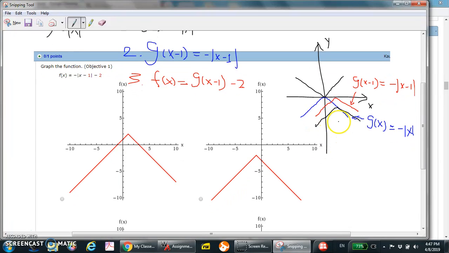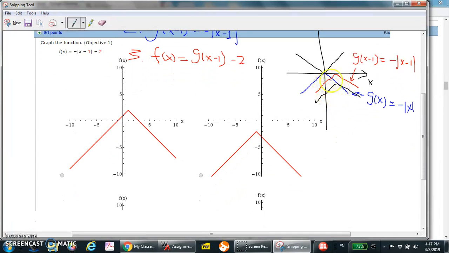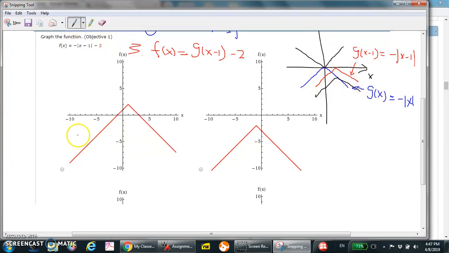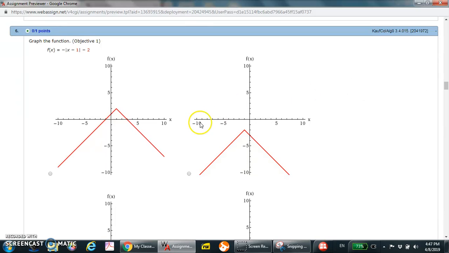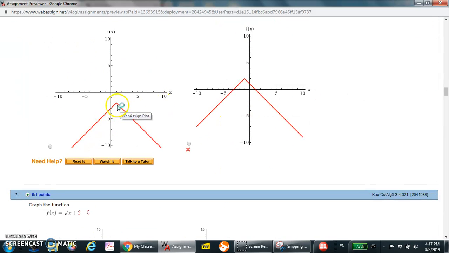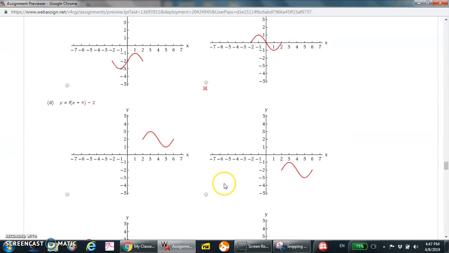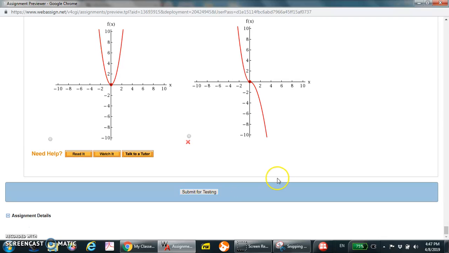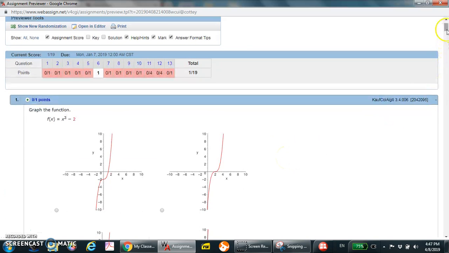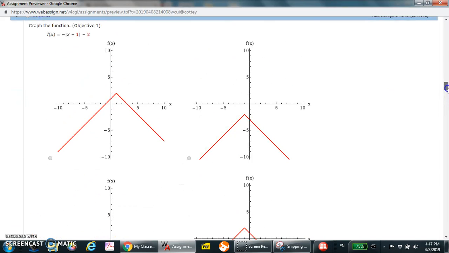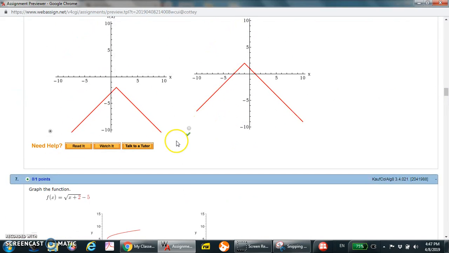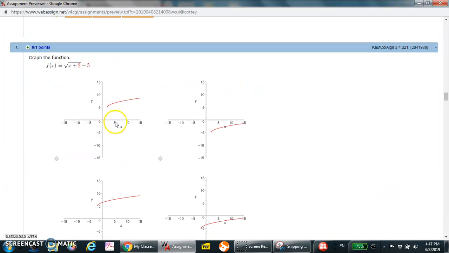Okay. Now, if we compare this result with the given options, C is the closest one. So therefore, we know the answer is C. Let me submit this answer. Okay, now it shows it is right.